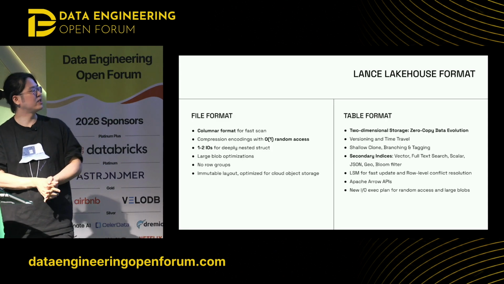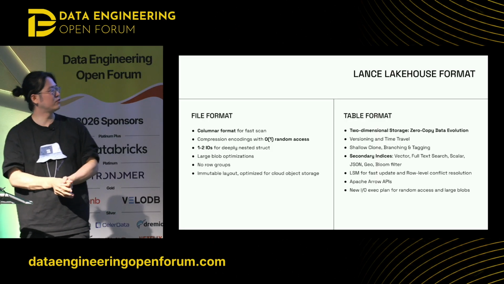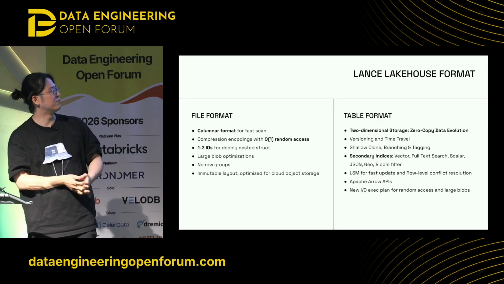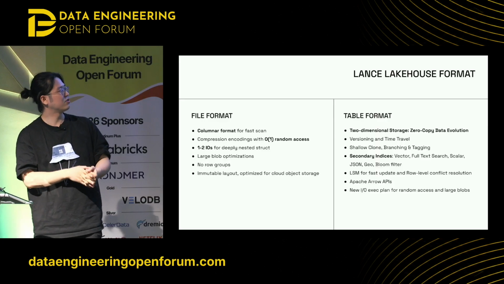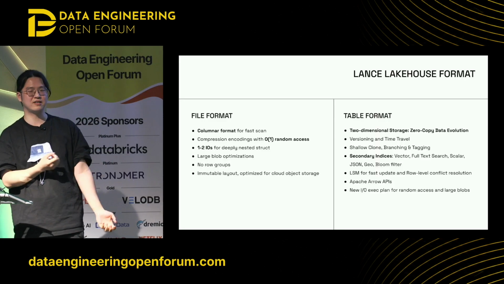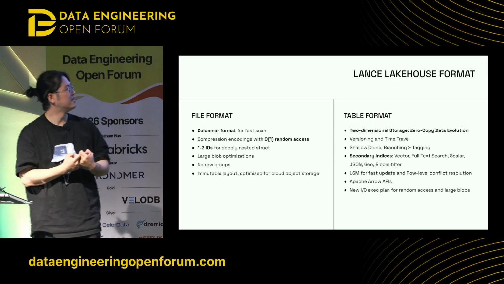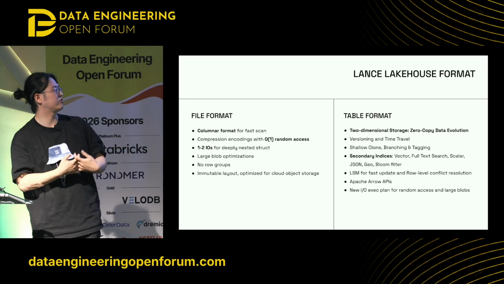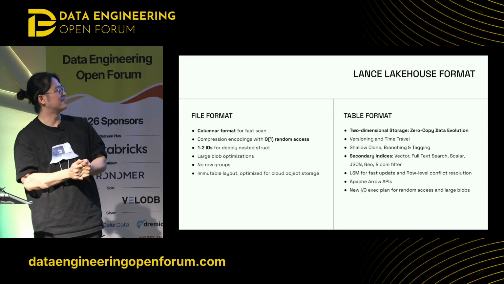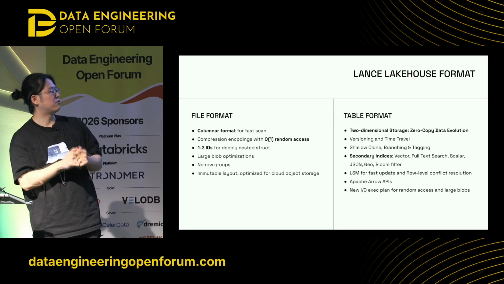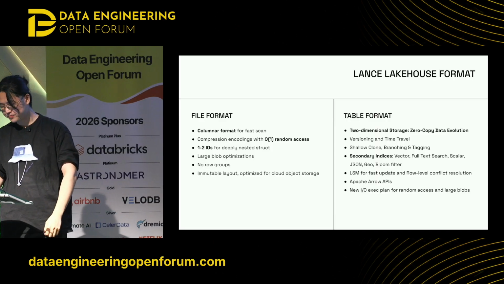And on top of that, we create secondary indexes like vector, full text search, scalar, geospatial, Bloom filter, all those different indexes, so that that is what is powering the full text search and the vector search natively on top of the storage. We also have other features like blob structure merge for faster upsert, and the large blobs I will talk a bit about afterwards as well.